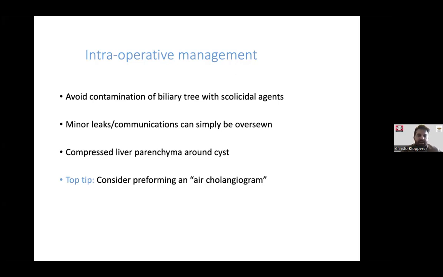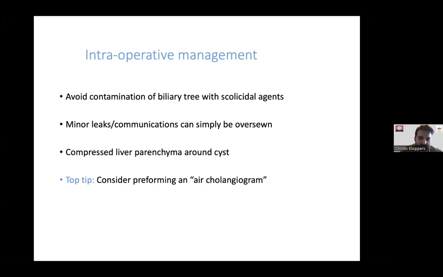I tend to routinely run the whole cyst margin where you de-roof the cyst with a continuous suture. As there can be small radicals that have been compressed there for a long time by the cyst. And now that you've released the cyst, they will, after a while, produce quite significant bile leaks.